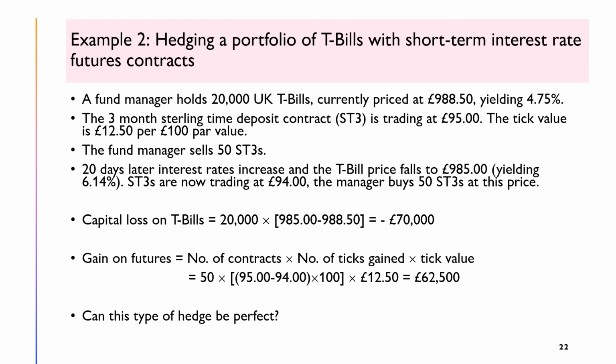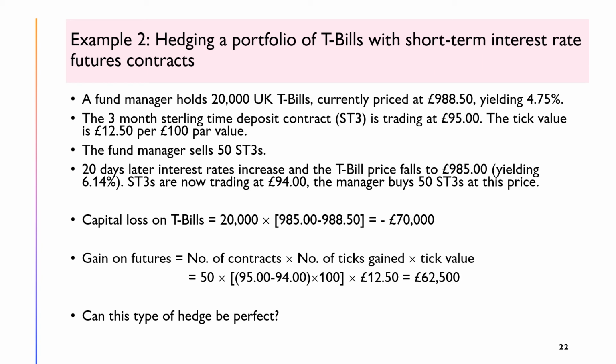20 days later, interest rate increases and the treasury bill price falls to £985. The fund manager incurs a loss on the treasury bill of £70,000. The futures contract is trading at £94. Since the manager has a short position in the futures contract, he will obtain a gain. The manager can close the position by buying back the futures contract. The gain from the futures contract is £62,500.